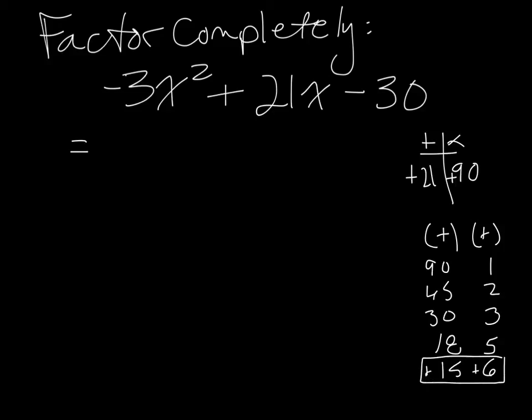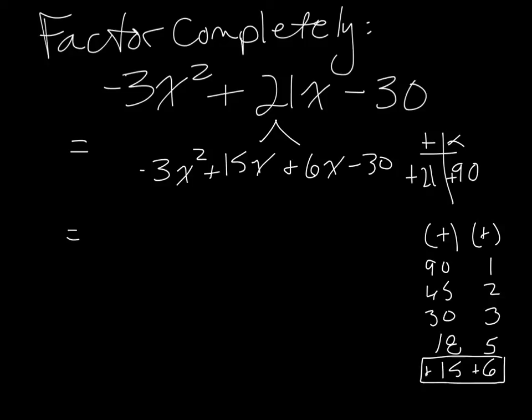So here we go. I then am going to decompose 21x into 15x plus 6x minus 30. And then this is negative 3x squared. So you can see there that I've decomposed now. And I think, what do these have in common? Yes, they have 3x, but we want to remember that rule about having the first term being positive. So let's factor out negative 3x.